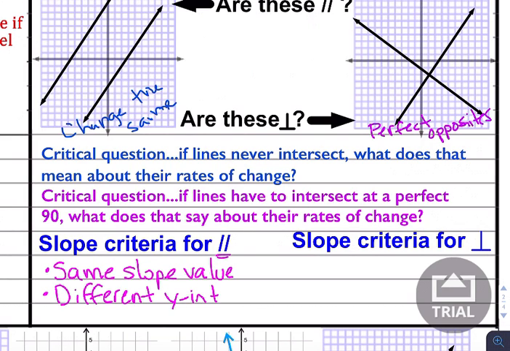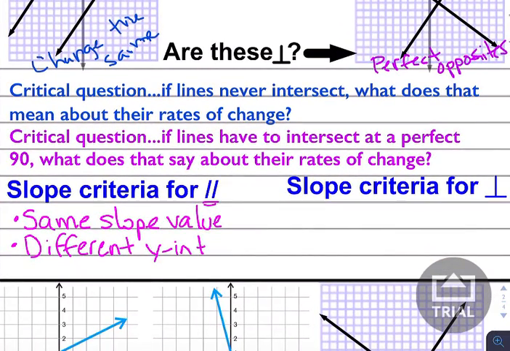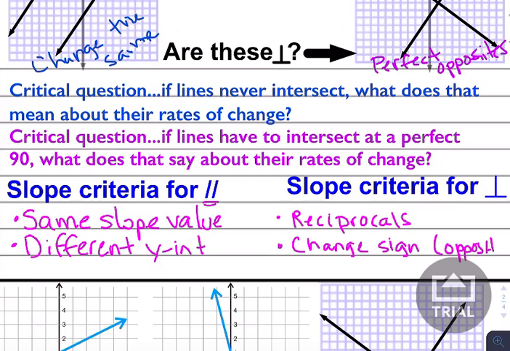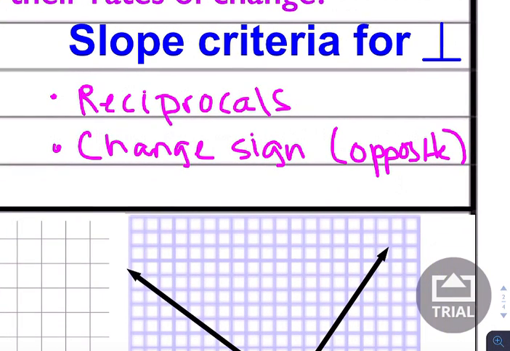Now, perfect opposites is going to be a little bit different, though. If they're going to be perfect opposites, I think two things need to happen. One, they have to be reciprocals of one another. We'll talk about what that means, but basically that means the slope is going to have to flip, but also they're going to have to change the sign, or be opposites.